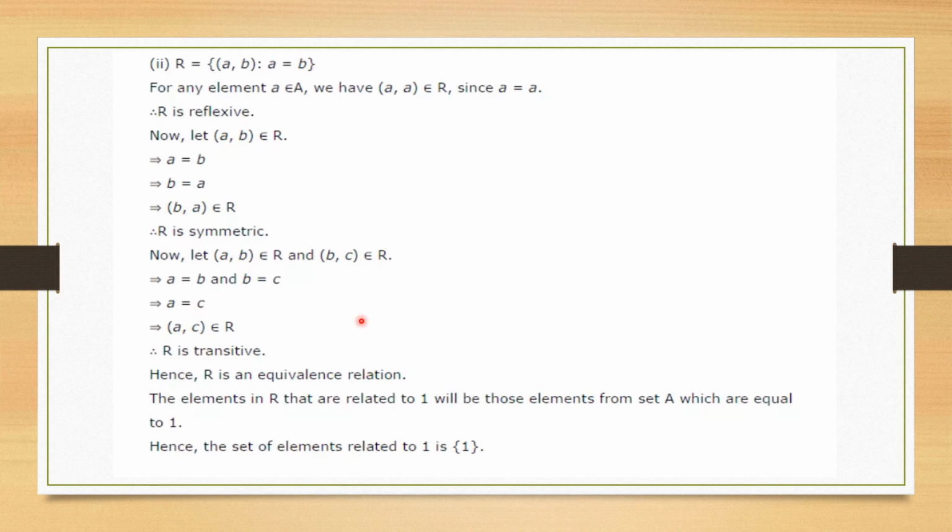So what element is related to 1? 1 is equal to 1 itself. No other element can be equal to 1. So here the set of elements related to 1 is only the element 1. Is this clear?